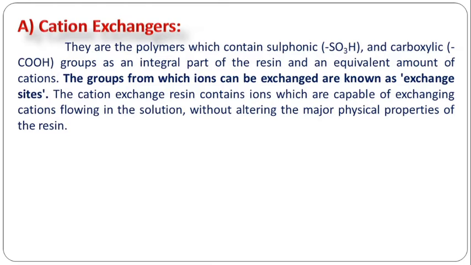The groups from which ions can be exchanged are known as exchange sites. So these functional groups are called exchange sites, because on these sites only the exchange of ions takes place. The cation exchange resins contain ions which are capable of exchanging cations flowing into the solution. The cation exchange resins exchange the cations from the solution without altering the major physical properties of the resin.